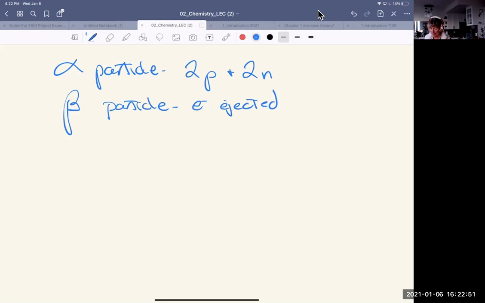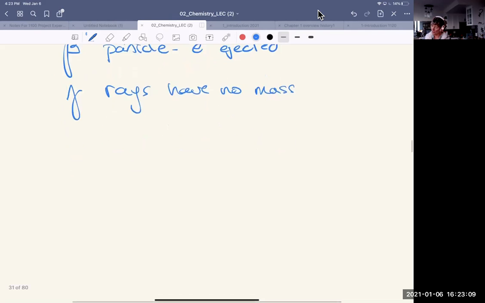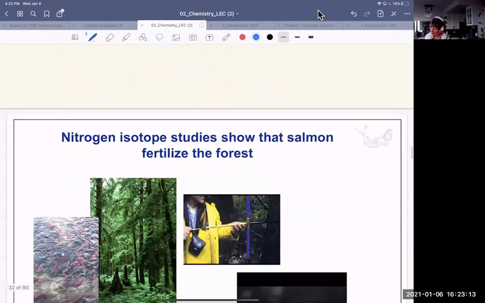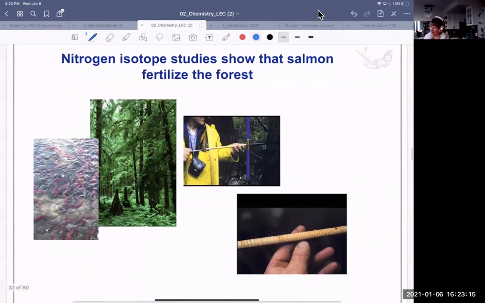And a gamma particle, or it's not really a particle at all, gamma rays have no mass. They're just incredibly powerful. Gamma rays are very powerful. So those are radioisotopes, but there are other kinds of isotopes, like nitrogen isotopes, for example.